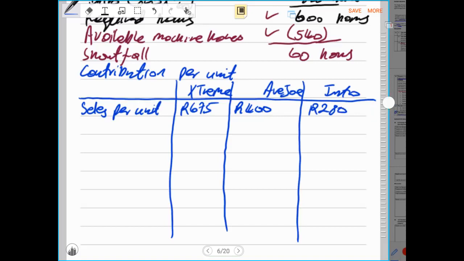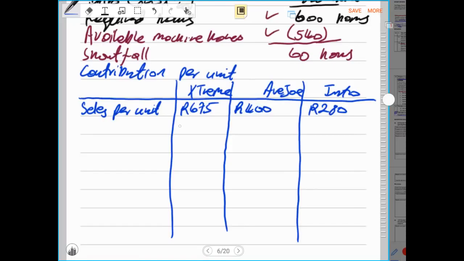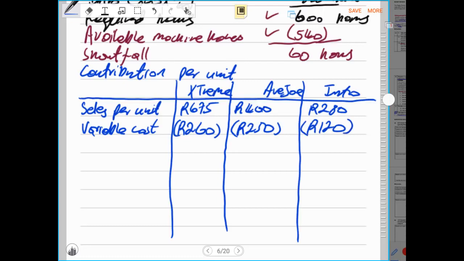Then we say less our variable cost. This question is very easy. They already provided us with the variable cost: 260, 250, and 120. So this is our variable cost. Hence I said questions of this nature are normally easy to tackle.